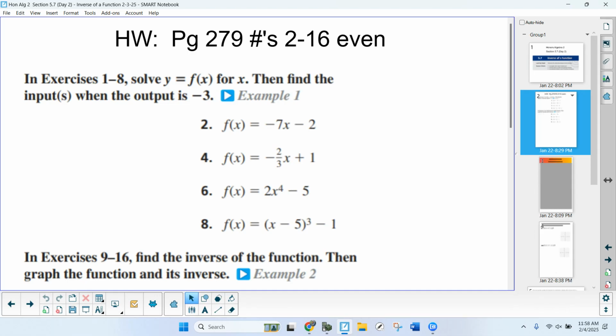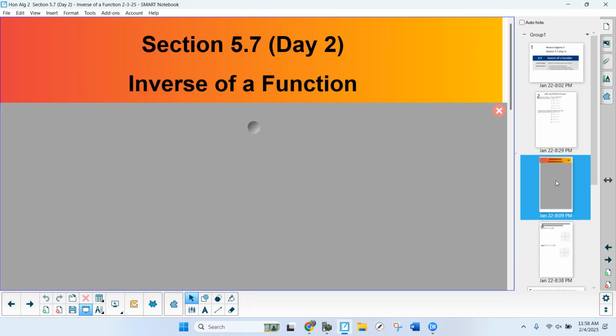And then the bottom 4, you had to find the inverse function. So you had to switch x and y and then graph both. I think those ones were pretty easy. Any questions on yesterday's homework at all? All right.